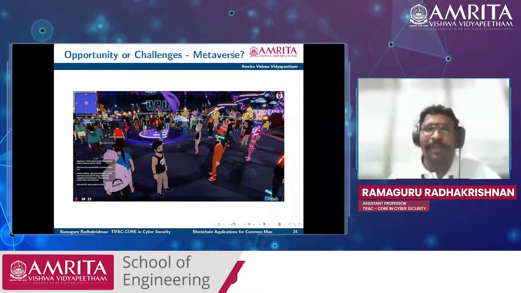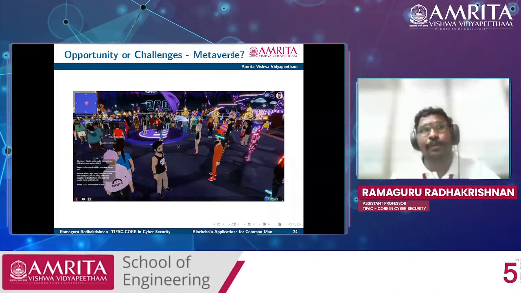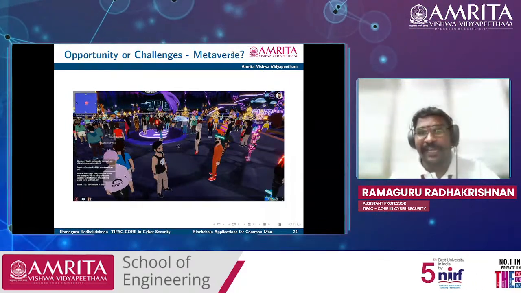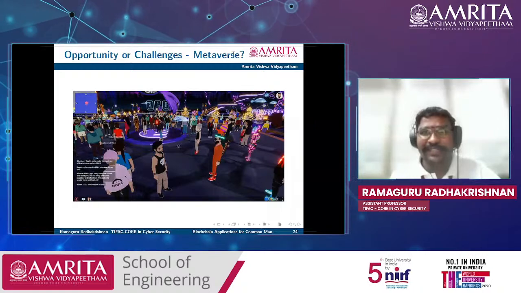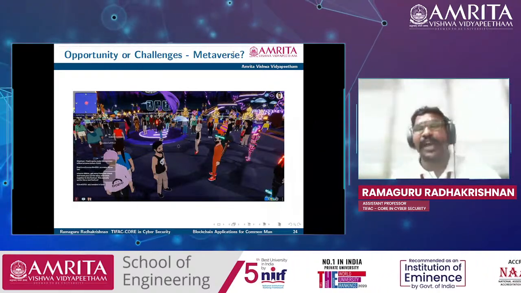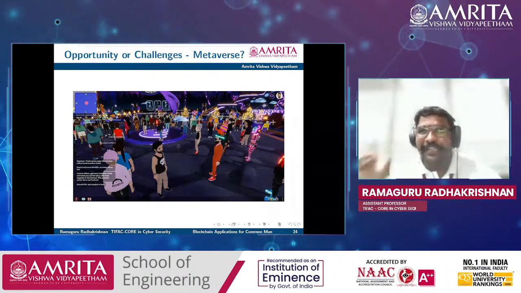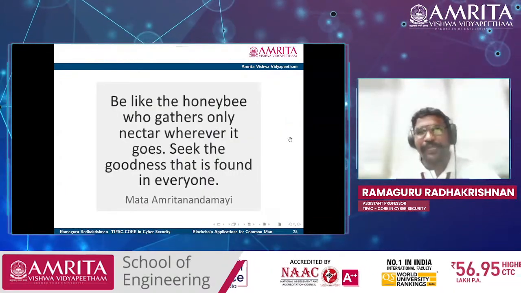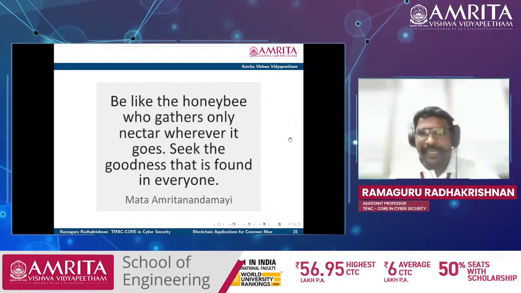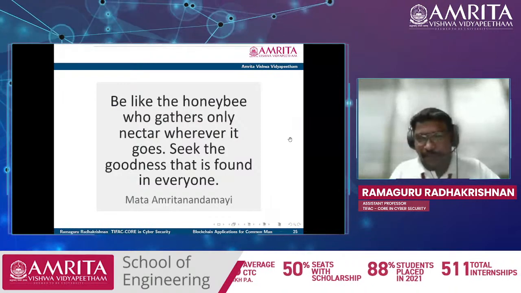For a lot of people it is going to be an opportunity, but if blockchain and metaverse are going to go far, the challenges that it is going to throw are also very high for a common man. So opportunities and challenges for the common man, once the metaverse based on blockchain comes, are huge. With that thought, I would like to share Amma's quote: be like the honeybee who gathers only the nectar wherever it goes; seek the goodness that is found in everyone.